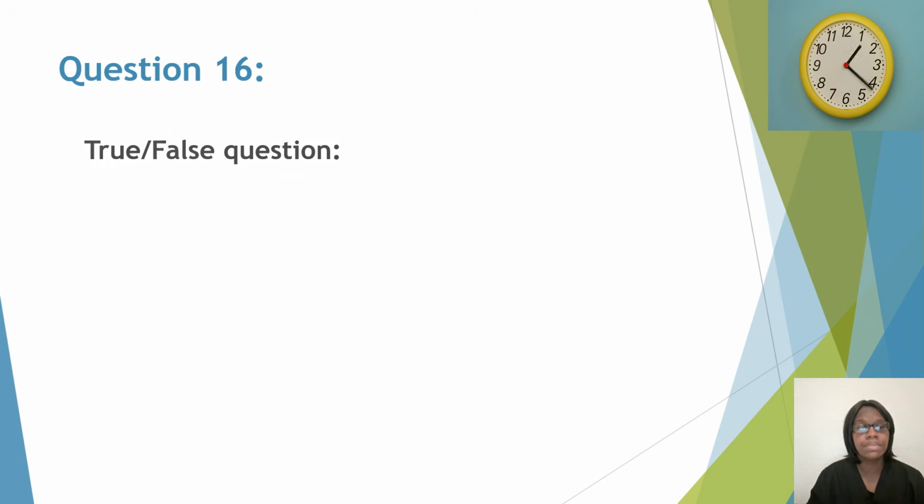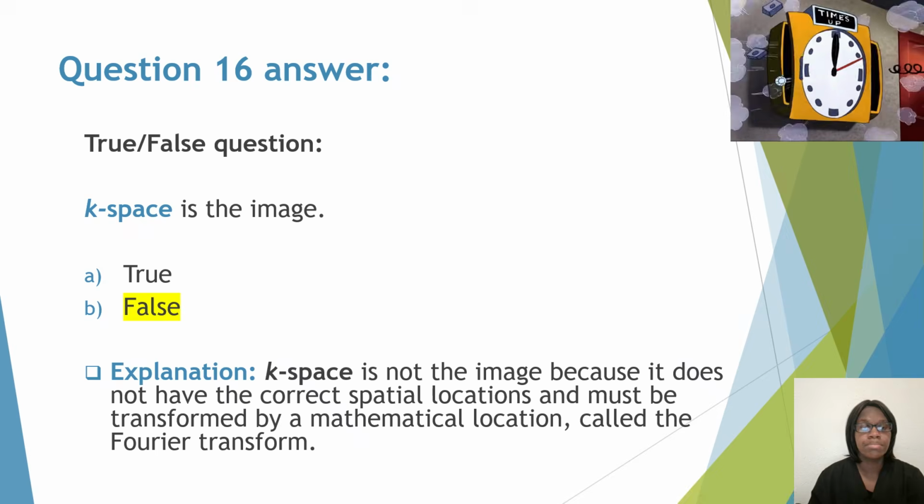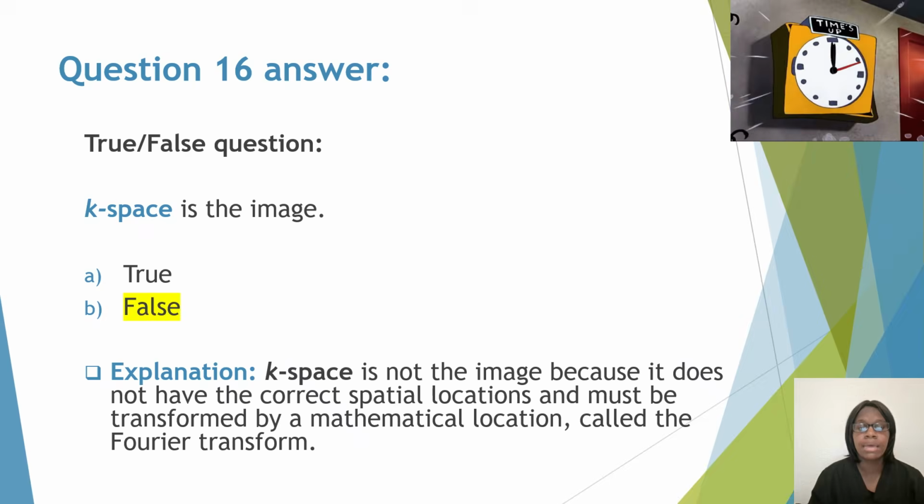Question 16, true or false question. K-space is the image. Is this A, true, or B, false? All right, the correct answer is B, false. K-space is not the image because it does not have the correct spatial locations and must be transformed by a mathematical operation called the Fourier transform.